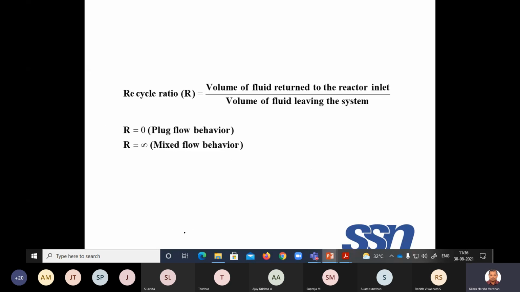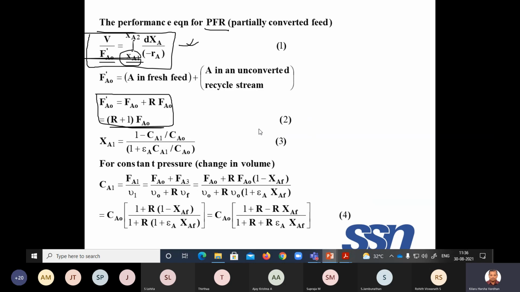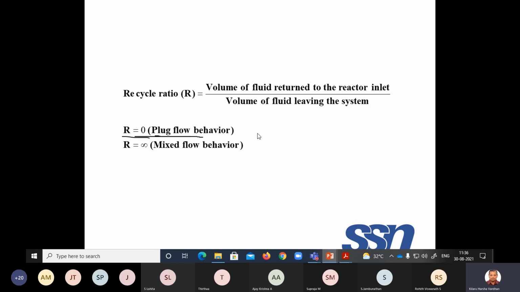Now, what is this I told? When R is 0, it should behave like a plug flow equation. What is the plug flow equation? V by FA naught or V by F is nothing but integral 0 to XA dXA by minus RA, correct? That is what you should get. So what is the performance equation here? Recycle ratio is 0.